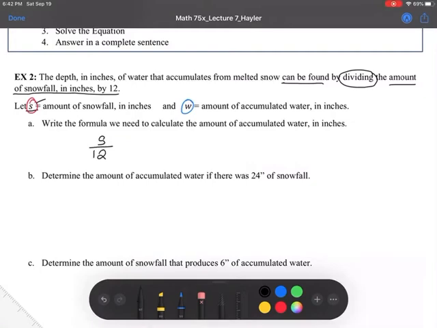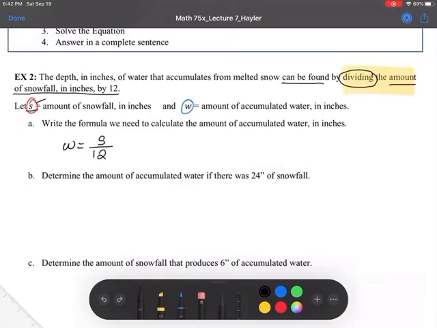And we know that when we divide the amount of snowfall by 12, that is how we get the water that accumulates, which would be W. So we have W equals S divided by 12. That was the amount of accumulated water equals the amount of snowfall divided by 12. All right, so there's our equation. Now notice we don't have to write a let statement because we're already given a let statement right there. So less work for us.